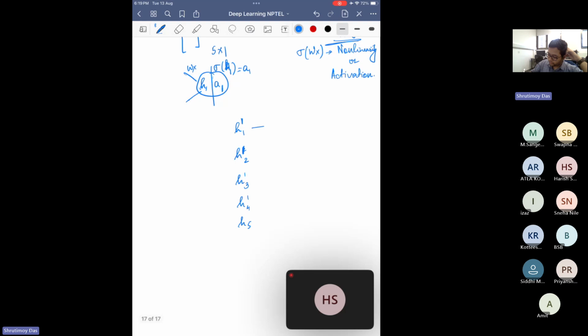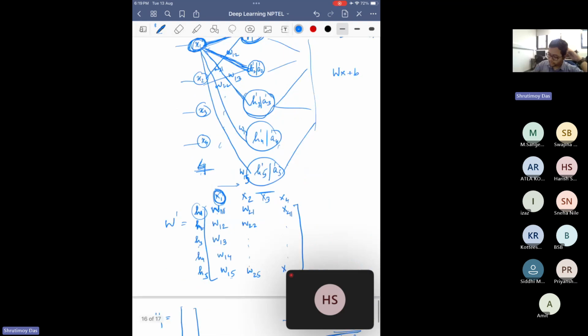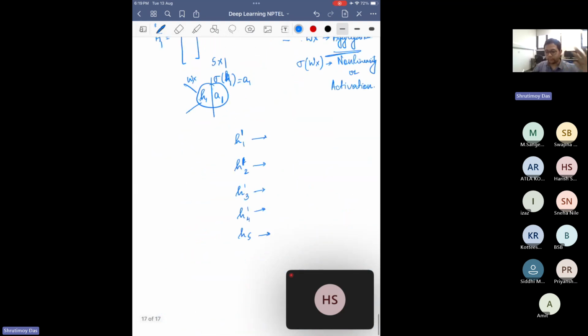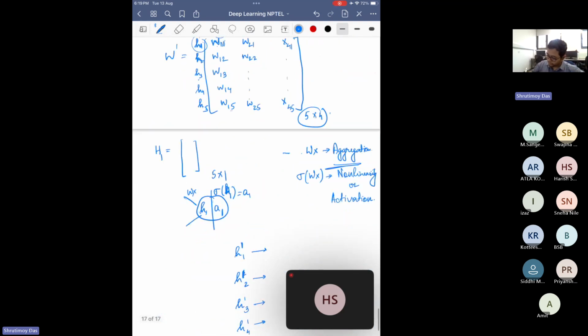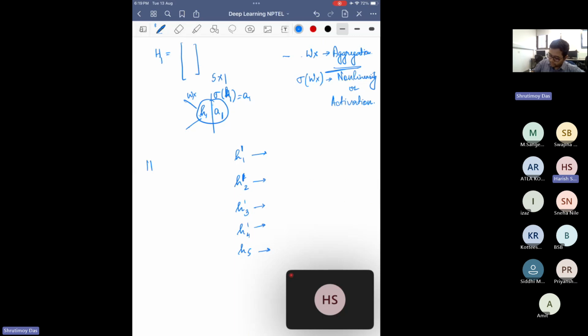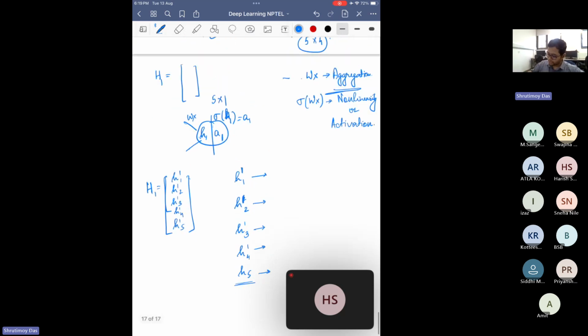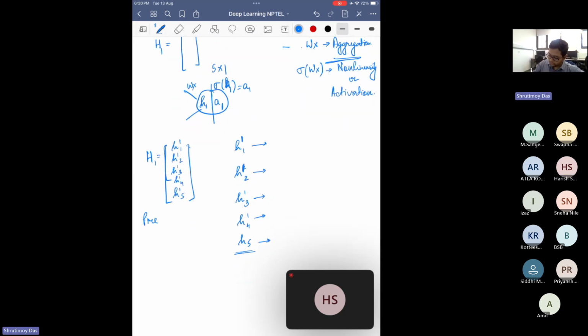Now we want to apply this non-linearity. So what is the dimension? Suppose I give a vector of all h. Suppose capital H1 is, say, h11, h12, h13, h14, h15. So suppose I have these hidden activations, or pre-activations. These are your pre-activations.